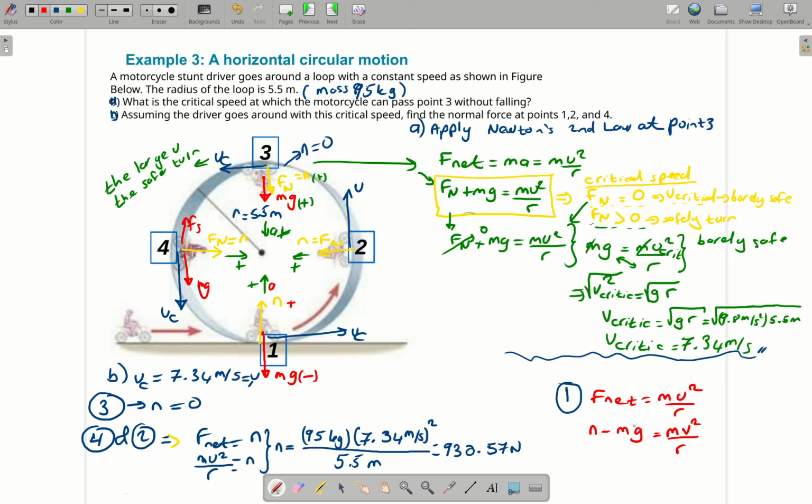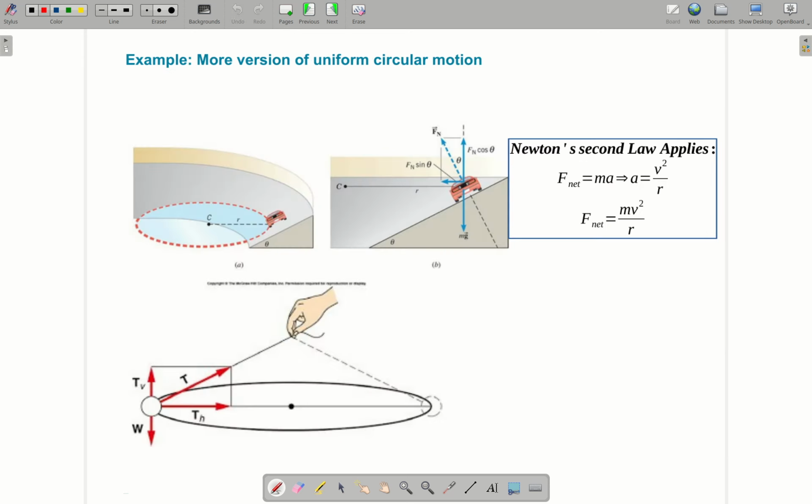To solve for N, I take this guy to the other side. It goes as plus, or added to both sides, the same thing. I will have N, normal force, is equal to mv squared over r plus mg. Go ahead and solve that. You should find about 1682 Newton force.